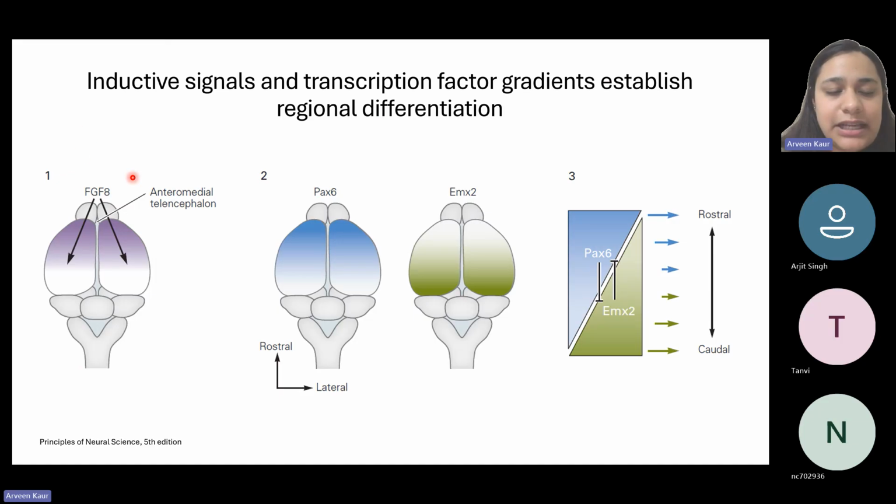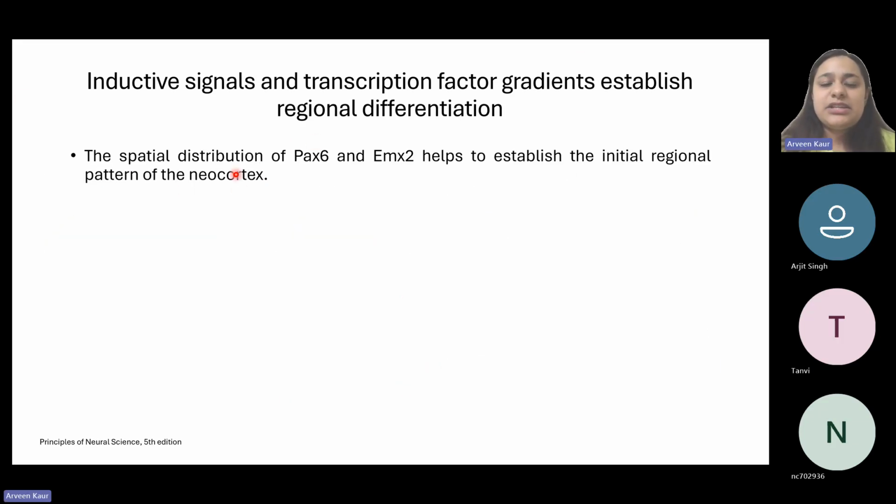Okay, so over here at the anterior end, you can see that FGF8 signaling is active, right? The FGF8 signaling leads to this kind of gradient wherein it promotes PAX6 signaling over here, but it represses EMX2 signaling over here, right? This FGF is doing that. So that is why the FGF naturally is showing more of a signal over here in the caudal end of this neocortex, right? So the spatial distribution of PAX6 and EMX2 helps to establish the initial regional pattern of neocortex.